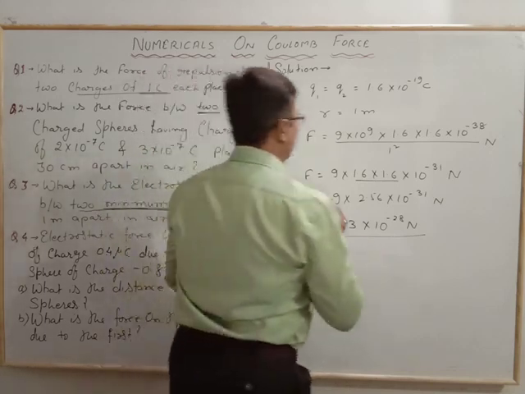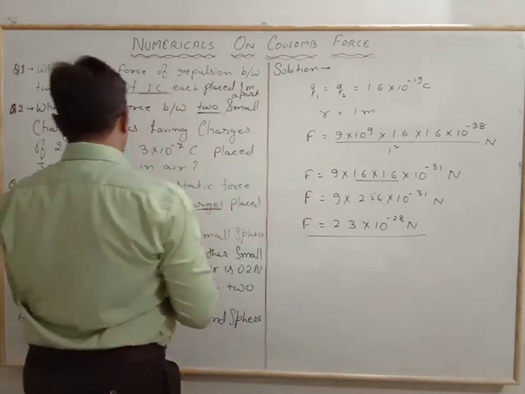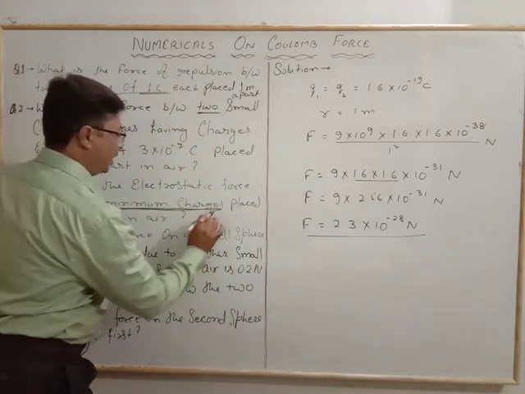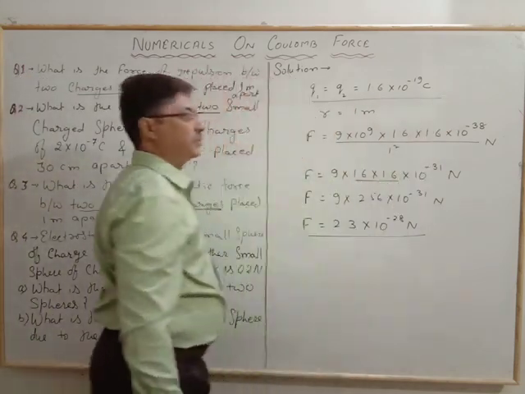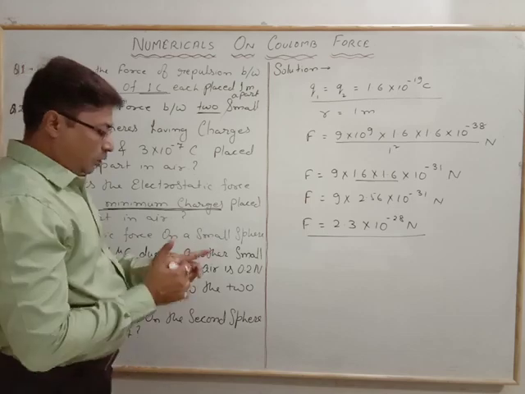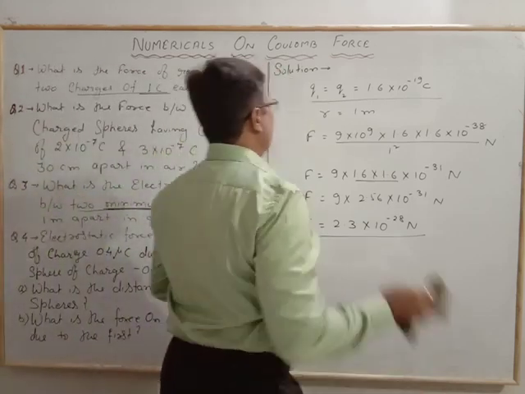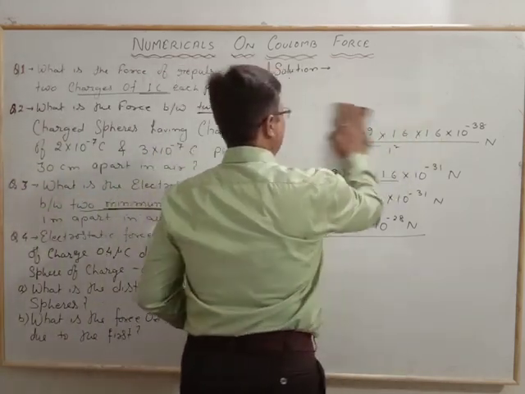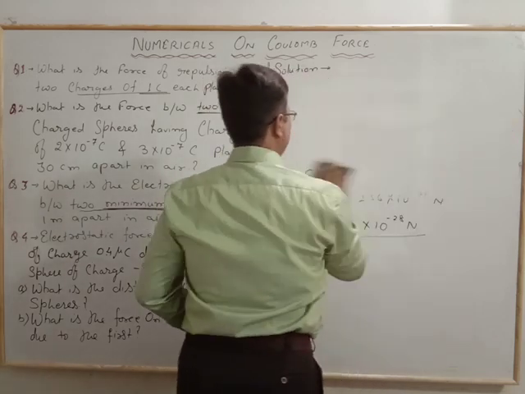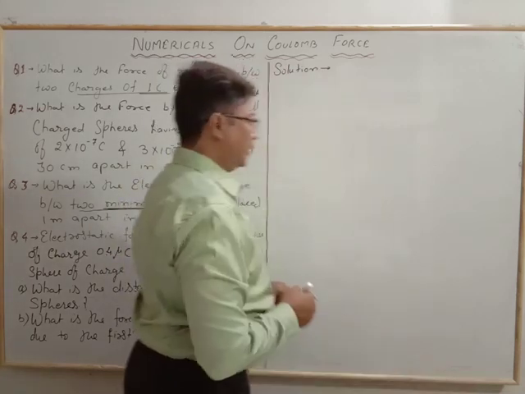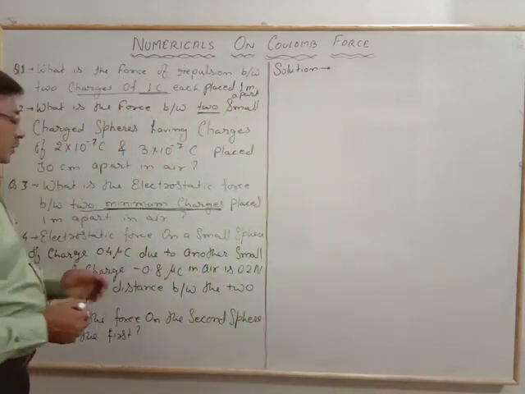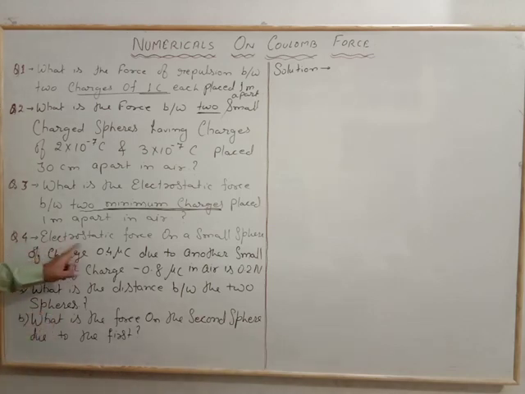So what we come to know here is about the minimum charge, and that minimum charge is 1.6 × 10^-19 coulomb. So three numericals we have seen, and all three have the same formula to solve, that is Coulomb's relation, the Coulomb force.